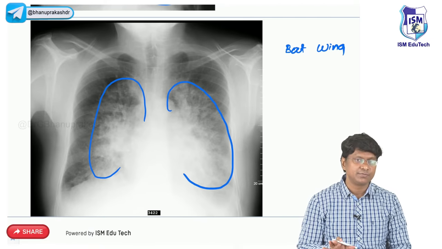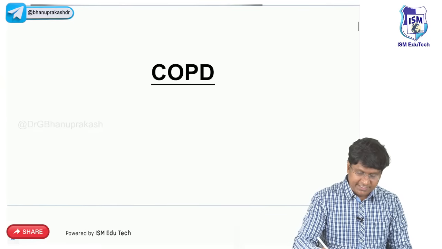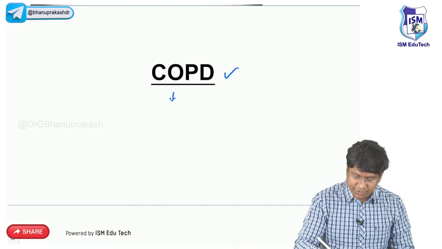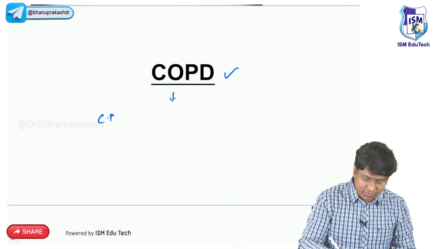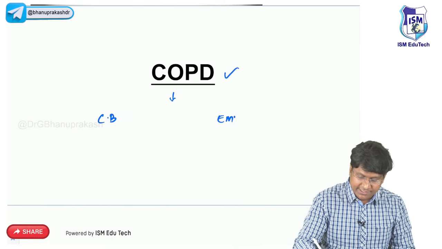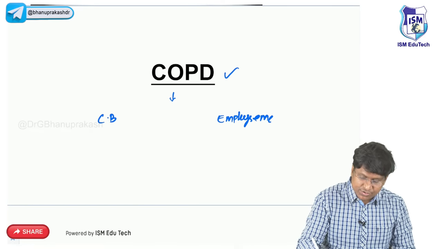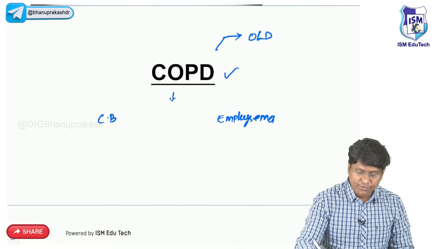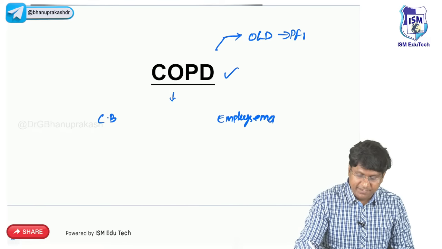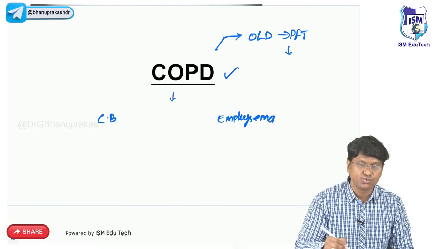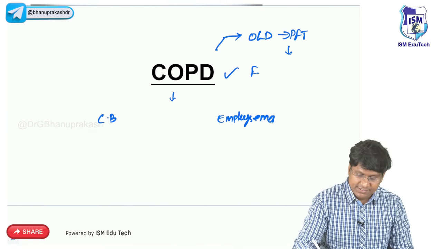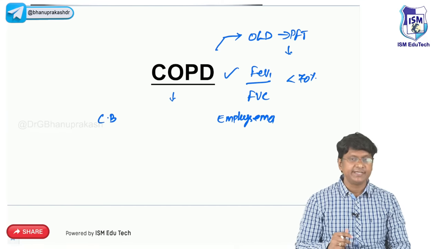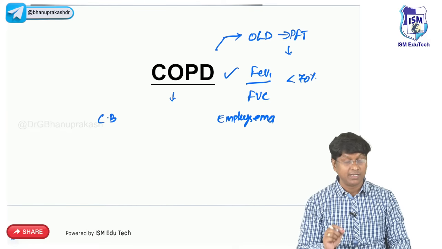Now, after having discussed ARDS, the next important topic for discussion or revision will be COPD, that is chronic obstructive pulmonary disease. In chronic obstructive pulmonary disease, you have two important components. One is chronic bronchitis and the other one is emphysema. And what type of disease is COPD? As the word itself tells you, it's an OLD. So how can you tell that it is an OLD? That is by your pulmonary function test. In an obstructive lung disease, your FEV1 by FVC will be less than 70%, right?